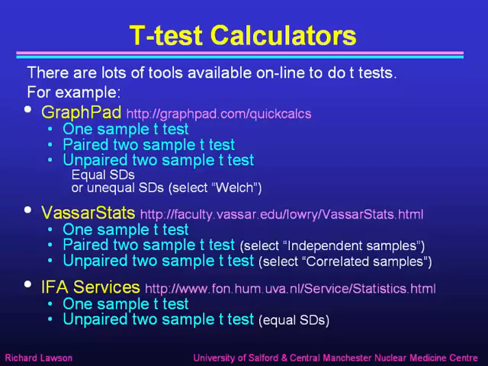At Vassarstats, they can do the one-sample t-test and the paired two-sample t-test. They call it independent samples, or an unpaired two-sample t-test, which they call correlated samples. IFA Services will also do a one-sample t-test or an unpaired two-sample t-test, but only assuming equal standard deviations. So you don't have to use Excel, and you certainly don't have to do these calculations by hand. So that's the end of part 7 of this lecture on comparing means.